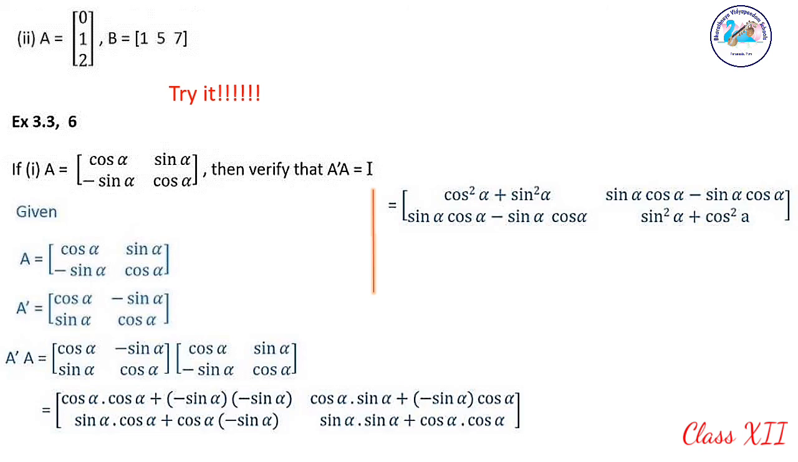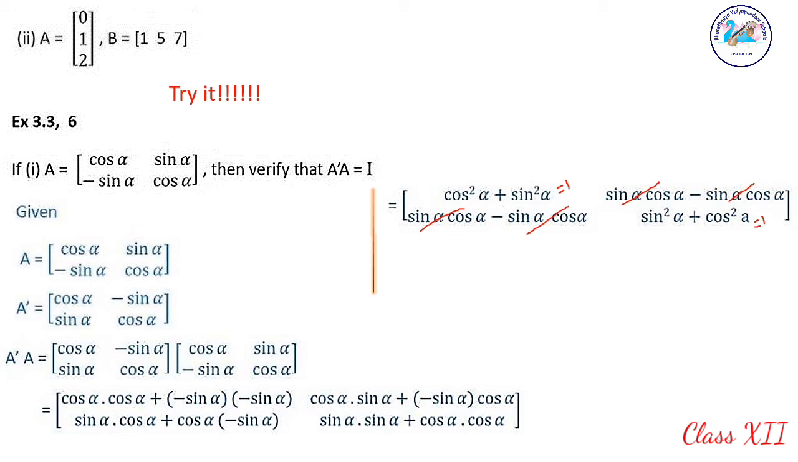Then as we know that sin square alpha plus cos square alpha is equal to 1. We know the identity. Then plus sin alpha cos alpha minus sin alpha cos alpha cancelled. Here also plus minus cancelled. And this will be equal to 1. We know that by using identity. This also will be equal to 1.